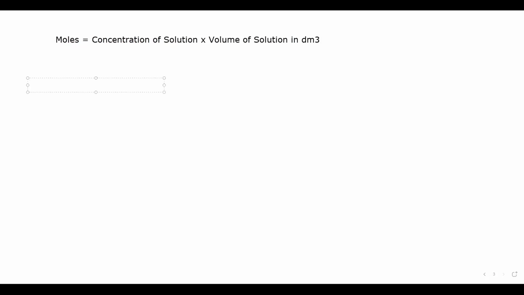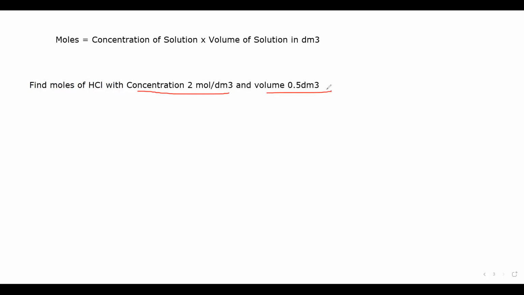So if I say find moles of HCl with concentration 2 mole per dm cube and volume 0.5 dm cube. So we have to find the moles of HCl which has a concentration of 2 mole and the volume is 0.5.